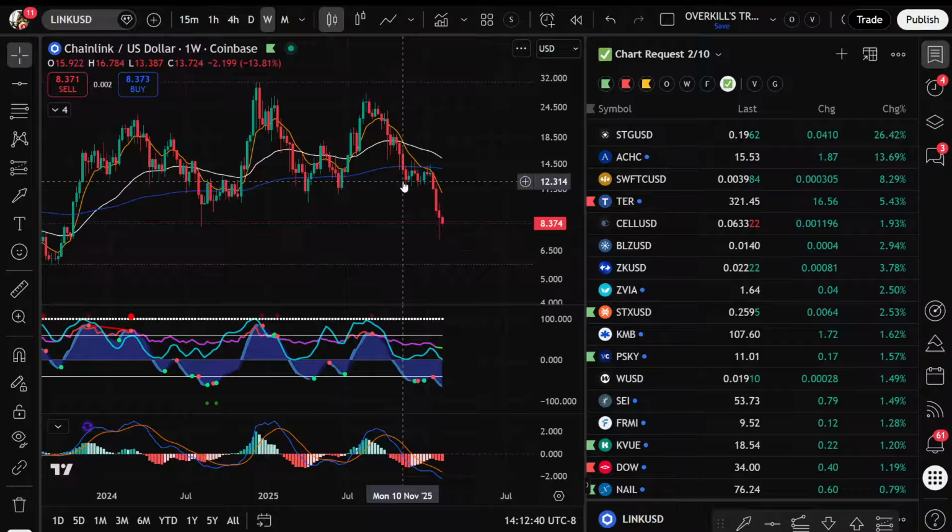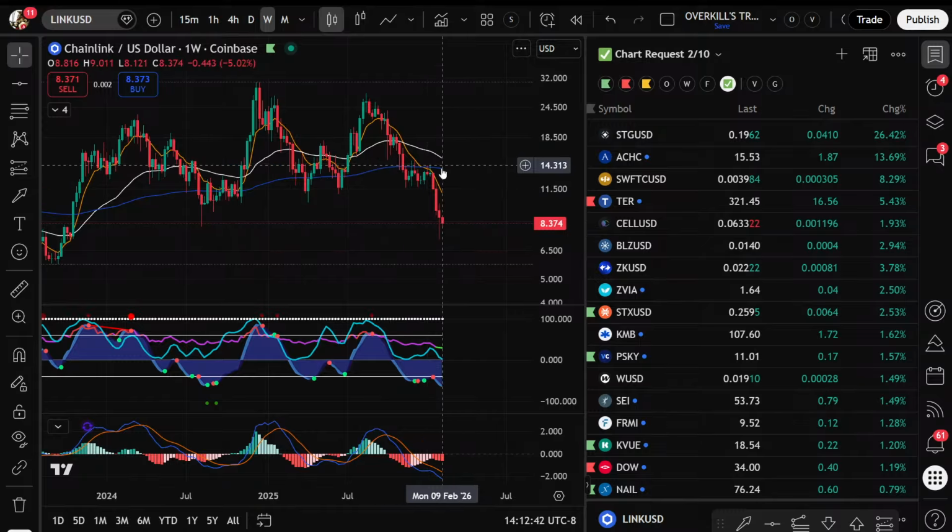Okay? So, again, fair price, discounted price, expensive price. Use that 200 EMA as a place marker.